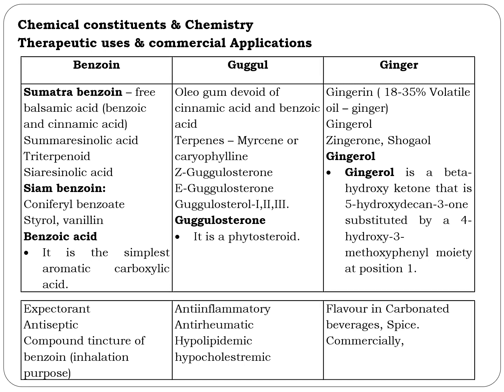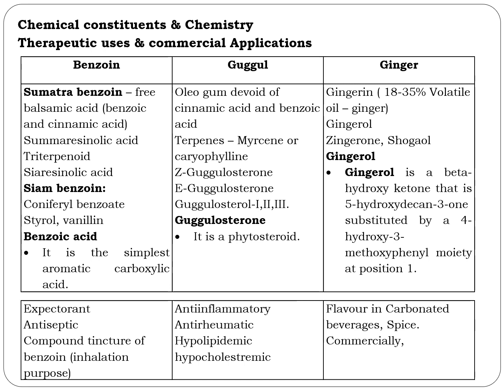In the case of ginger, it consists of 18 to 35% of volatile oil, gingerol, gingerone and shogaol. Gingerol is a beta hydroxy ketone, that is 5-hydroxydecan-3-one substituted by a 4-hydroxy-3-methoxyphenyl moiety at position 1.